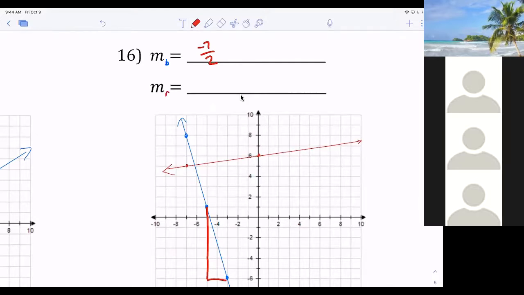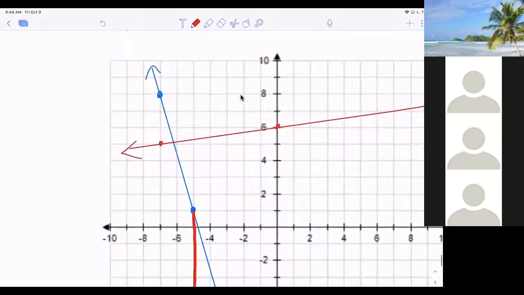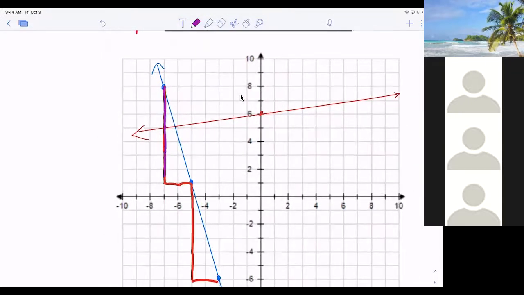If I pick this point, 1, 2, 3, 4, 5, 6, 7, 1, 2, same answer. And if I go from here all the way down to here, 1, 2, 3, 4, 5, 6, 7, 8, 9, 10, 14, 1, 2, 3, 4. 14/4 is still 7/2.